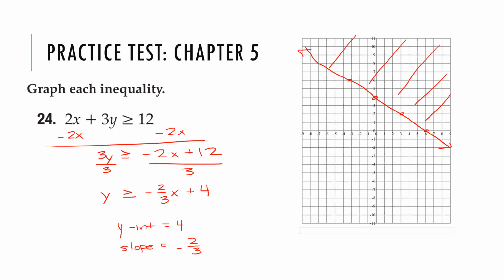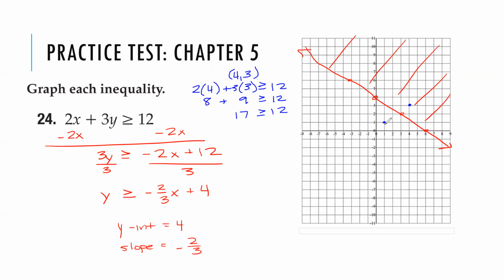But you could pick a point to test out. Let's pick this point here, 4, 3. Okay, so I'm going to test 4, 3. The way I do that is into the original inequality, I'm going to plug in 4 for x and then 3 for y and see if I get a true statement. So 2 times 4 is 8, 3 times 3 is 9, and if I add 8 and 9, that's 17. And is 17 greater than or equal to 12? Yes, it is.